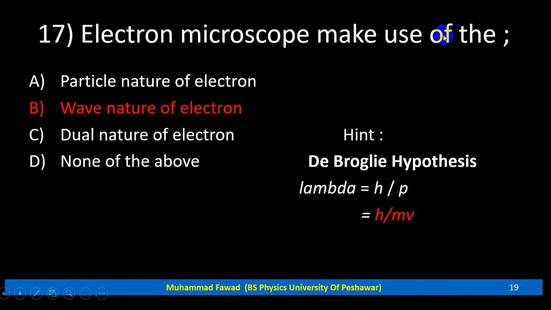Electron microscope makes use of the particle nature of electron, wave nature of electron, dual nature of electron, or none of the above. We know that electron microscope works on the principle of de Broglie hypothesis, and according to the de Broglie hypothesis equation, we can say that the wave nature of electron is the correct option.